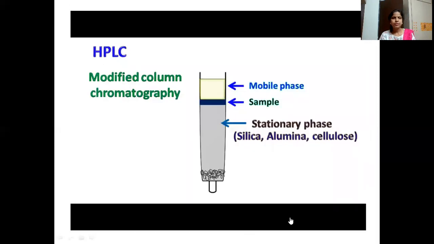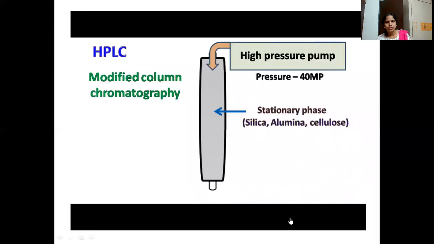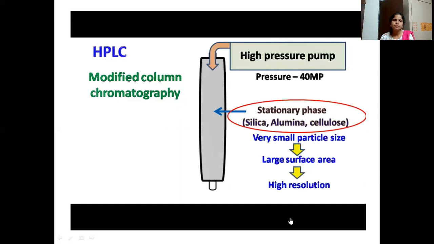So let's have a brief of what we have covered on HPLC. Mobile phase, sample, stationary phase: silica, alumina or cellulose, and the mobile phase has to be added from the top. This is column chromatography, what I am showing now. Because of gravity, the mobile phase will flow. Now here in HPLC, we will be using a high pressure pump, with pressure up to 40 megapascals, to pump the mobile phase.